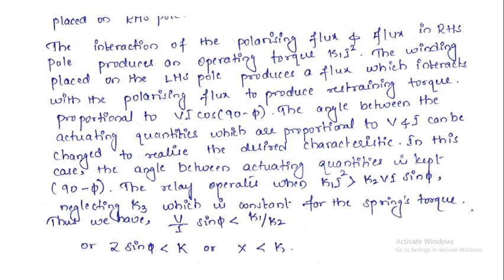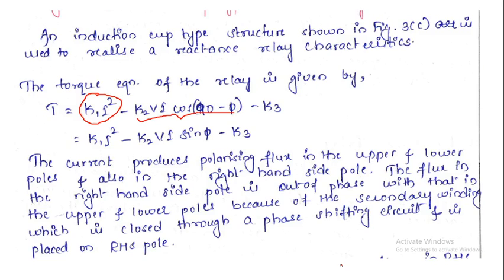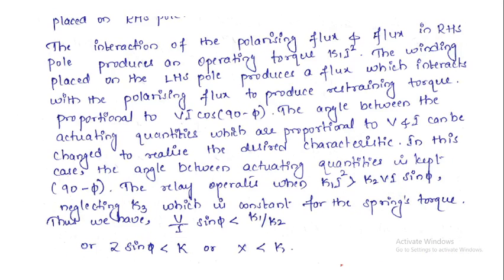The interaction of the polarizing flux and the flux in the right hand side pole produces an operating torque K1 I square. So when these two interact with each other, they are going to produce an operating torque known as K1 I square. The winding placed on the left hand side pole produces a flux which interacts with the polarizing flux to produce the restraining torque. Okay, so the poles which are on the left hand side are energized because of the voltage. The flux produced because of this voltage interacts with the polarizing flux and is going to produce the restraining torque proportional to VI cos(90 minus phi).